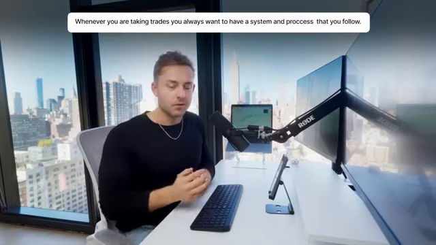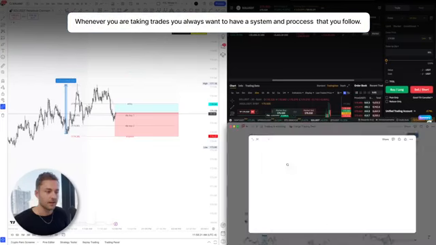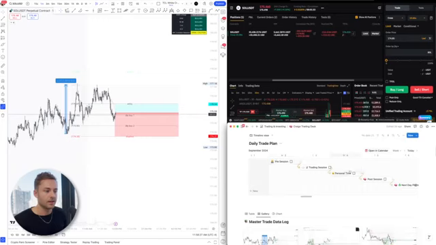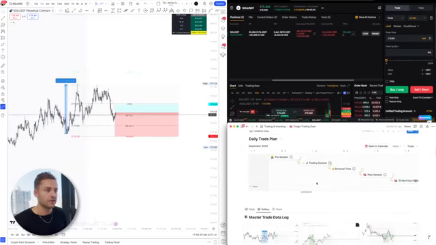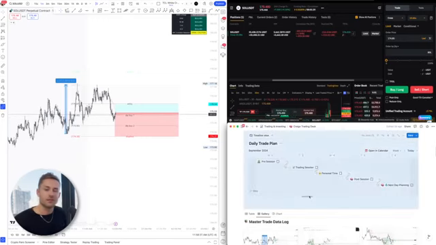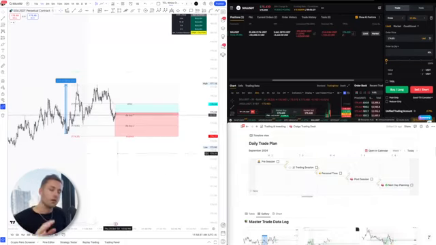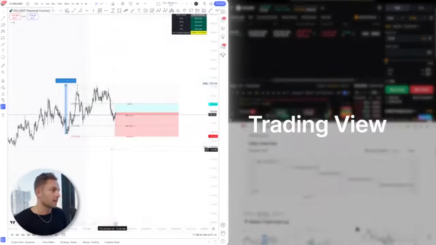Whenever you're taking trades, you always want to have a process that you follow. So I have a pre-session checklist, a during trade checklist, and then an after trade checklist that I can refresh and follow to make sure that I'm hitting all of my confluences, all of my points when I'm actually executing trades. Okay, so exchange, my Notion. Over here is my TradingView. This is where I'm actually doing my analysis and finding all of these trade ideas.